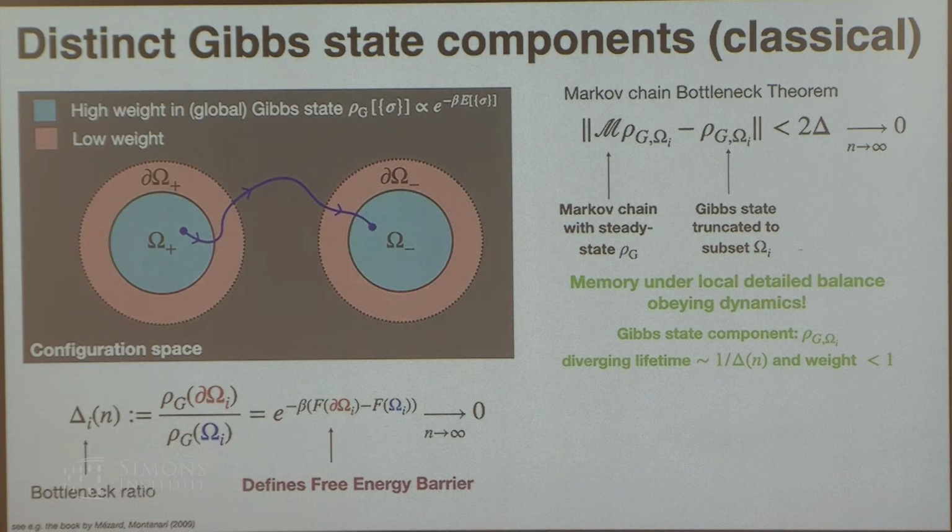And what this tells you is that if you take this Gibbs state truncated to the subspace, this actually has a diverging lifetime, which is precisely 1 over delta n. And this defines for you what a Gibbs state component is. It's some truncation of your global Gibbs state, which has diverging lifetime and weight less than 1. Okay, so you can already see here that this Gibbs state is associated with memory under local detailed balance obeying dynamics.